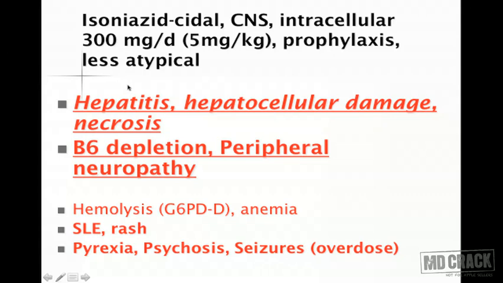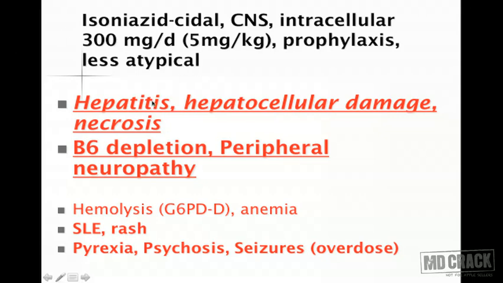So on this page, the most important one is liver damage with INH, and I described to you how the patient with tuberculosis is more susceptible to this hepatitis and hepatocellular damage. Next, B6 depletion leading to peripheral neuropathy. Next, SLE-like syndrome, then pyrexia, psychosis, and seizures. If you don't want to remember too many things from the INH adverse effects, I have a trick for this.